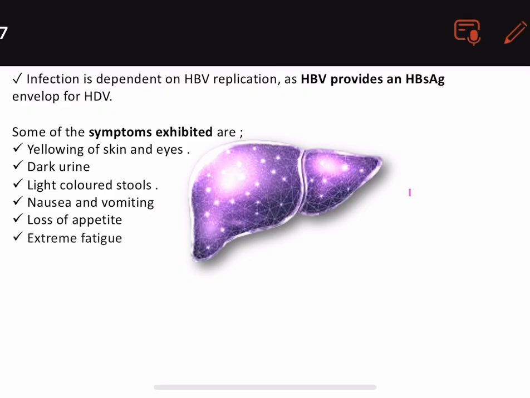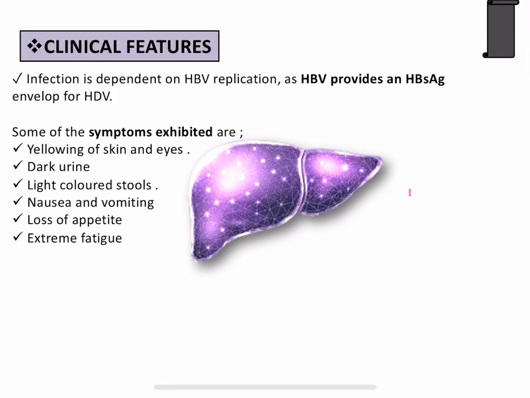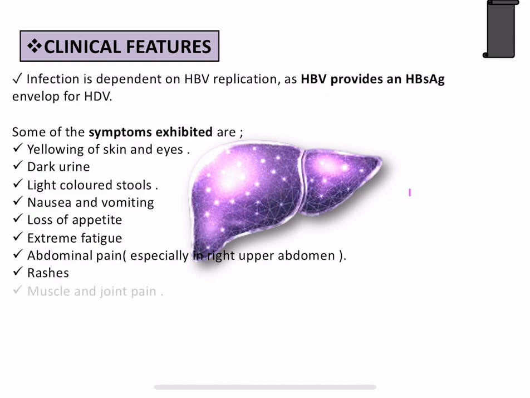The patient also presents with loss of appetite, and since there is frequent vomiting, there can be extreme fatigue. The patient also presents with abdominal pain, especially in the right upper quadrant. And the increased bilirubin levels can also result in pruritus and rashes. The patient also presents with muscle and joint pain.